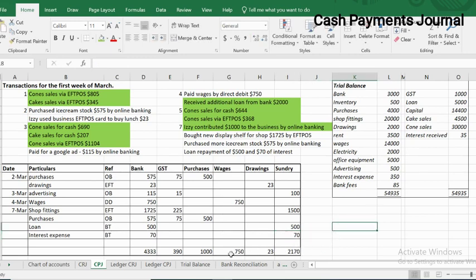We should have all our columns added up there again, all ready to go. And we'll need those when we do the ledger accounts.